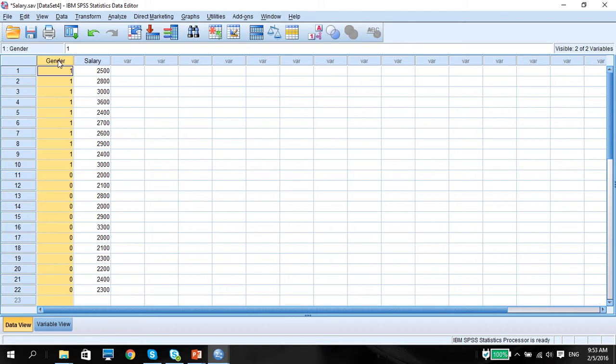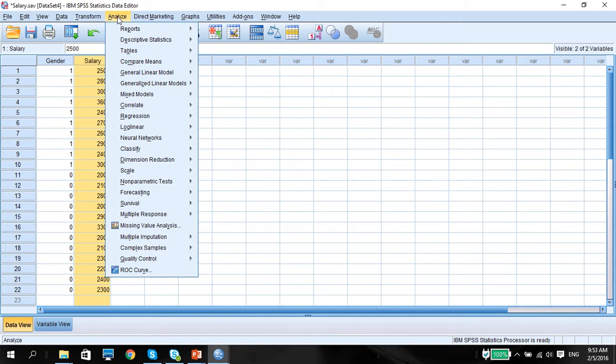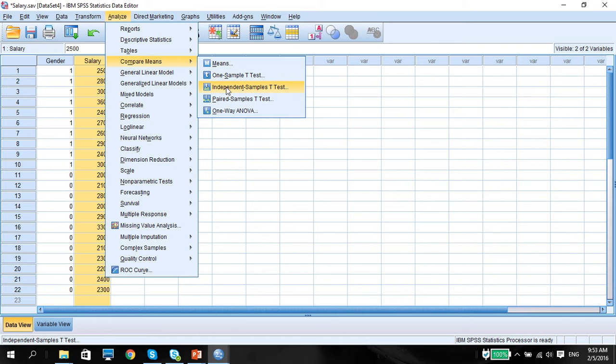For this example, we're looking at gender, where 1 represents male and 0 represents female. And we're going to be looking at whether or not there's a significant difference in terms of their salary. So let me show you how to do this. This is our data, gender and salary. Go to Analyze, go to Compare Means, Independent Samples T-Test.